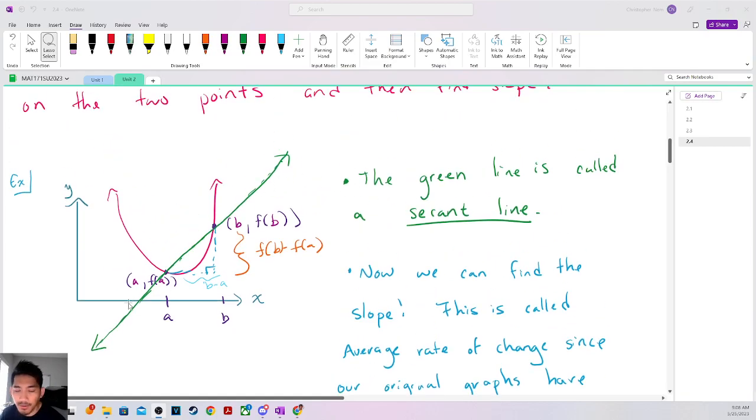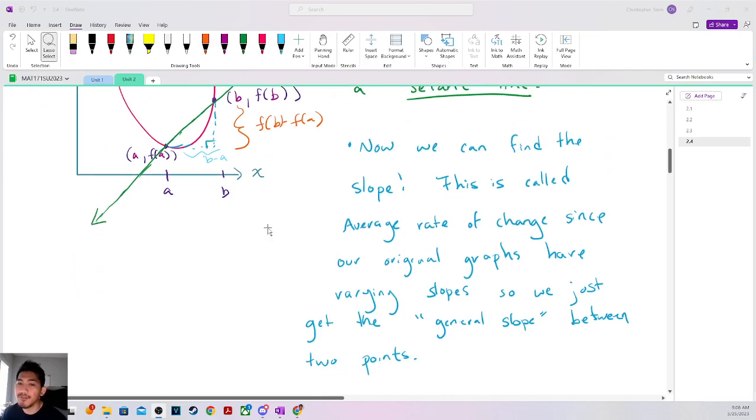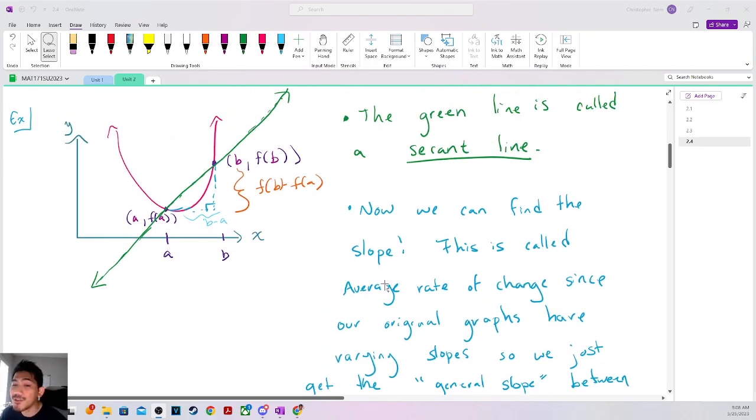All right. Again, the green line is called the secant line. It's a very powerful idea. Now we can find the slope of the secant line. Again, I call this the average rate of change because on my original graph, even if I found this slope of the secant line, this slope that I've gained is not the actual slope. It's the collective slope from those 2 points.